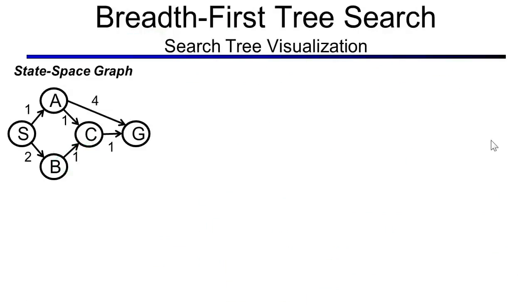Now let's look at breadth first tree search, and we'll do the search tree visualization. We have the same state space graph here. So the search tree will be initialized with the start state. Then when calling the successor function on the start state, we get two successors, A and B. Remember, these are really plans, not just states that are associated with the nodes in the search tree. So SA and SB.